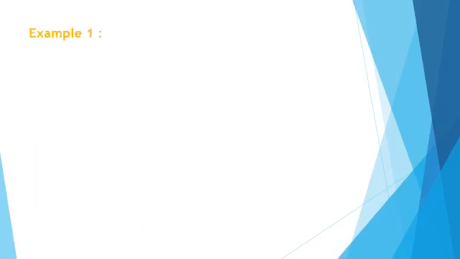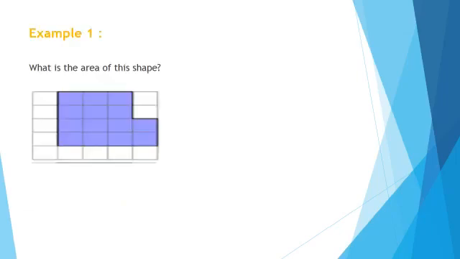Let's solve the example. Example number 1. What is the area of this shape? To find out the area, start counting the number of squares as 1, 2, 3, 4, 5, 6, 7, 8, 9, 10, 11, 12, 13, 14. So, the area of this shape is 14 squares.